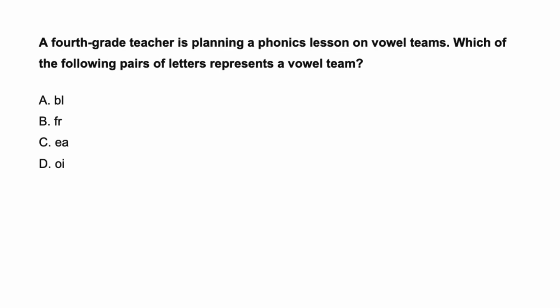A fourth grade teacher is planning a phonics lesson on vowel teams. Which of the following pairs of letters represents a vowel team? Correct response is letter C. EA represents a vowel team as seen in words like beach and team, where the two letters together produce a single vowel sound. Here, in that case, it is E.